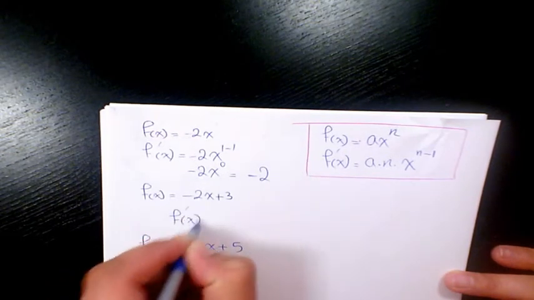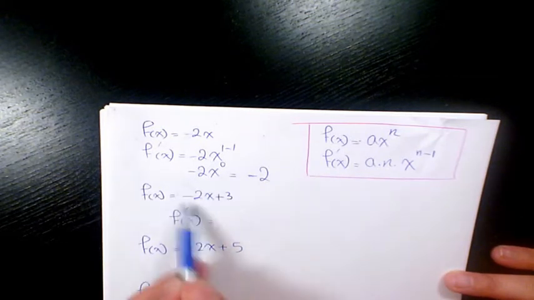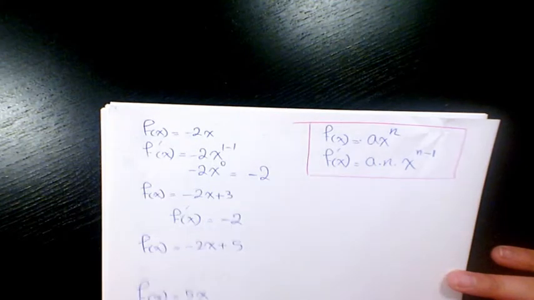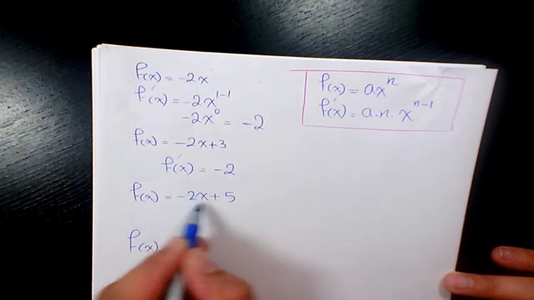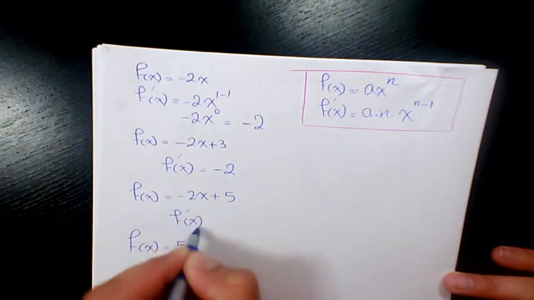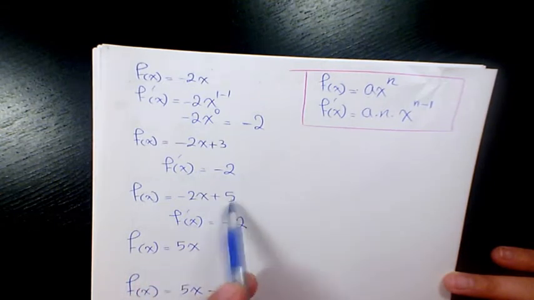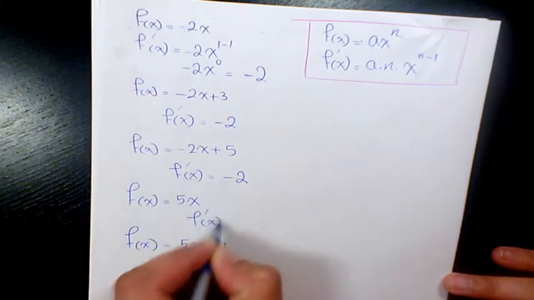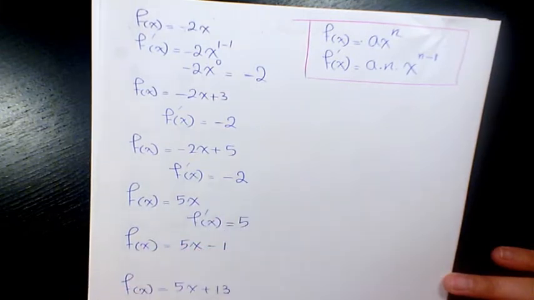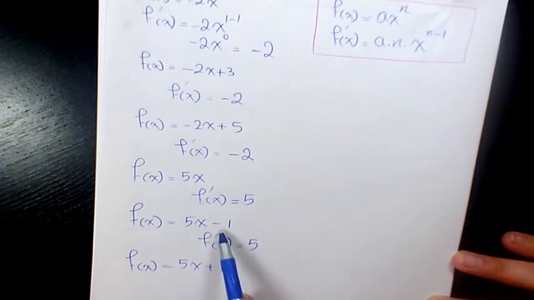Next one, f prime x, the constant number here, 3, is 0. And the derivative of negative 2x is going to be negative 2. This one, we have f of x equals negative 2x plus 5. Again, the derivative of negative 2x is negative 2. The derivative of 5 is 0. Next one, f of x is 5x. The derivative of 5x is going to be just 5. Next one, we have 5x minus 1. The derivative of 5x is 5. The derivative of negative 1 is 0.